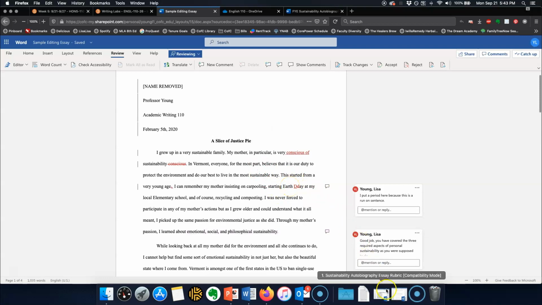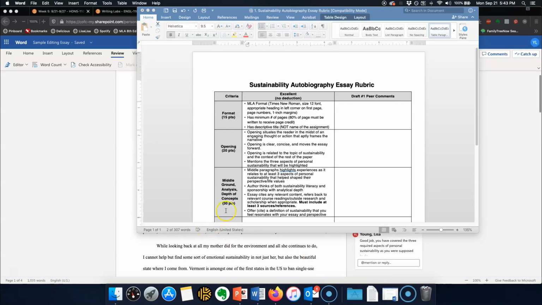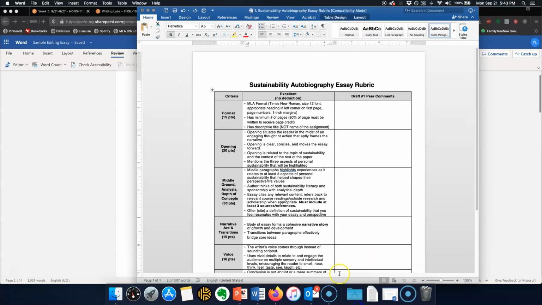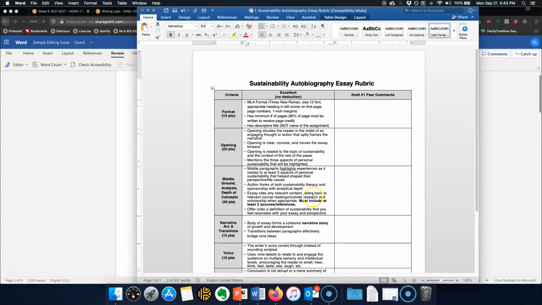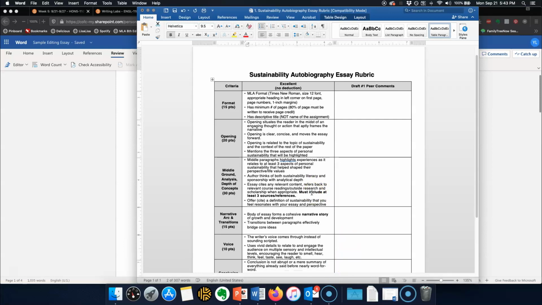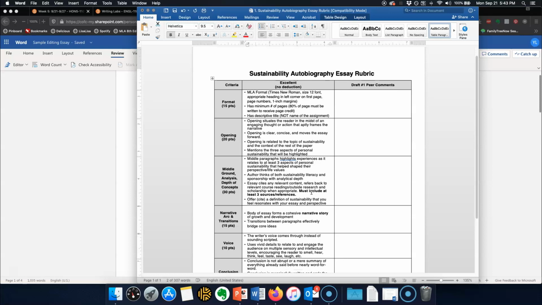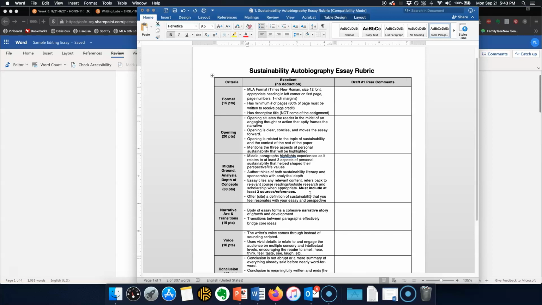And then the second thing you're going to do is open up the sustainability autobiography essay rubric, and you're going to grade your partner. You're going to give your partner a grade. So you are going to play professor for a couple hours. And I want you all to be conscious of how many points each section contains.